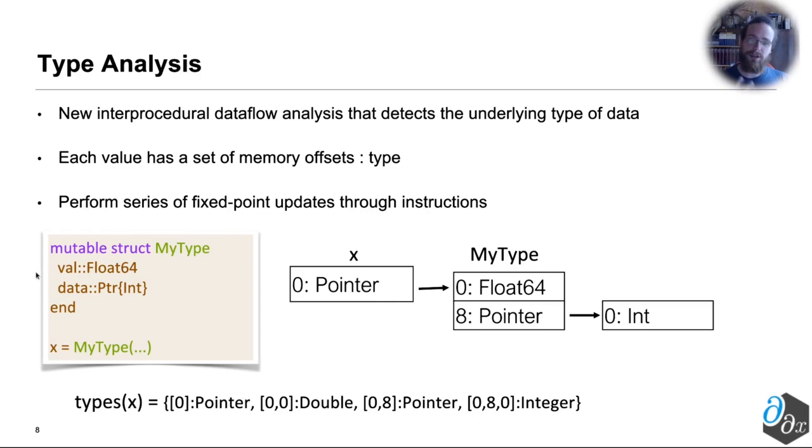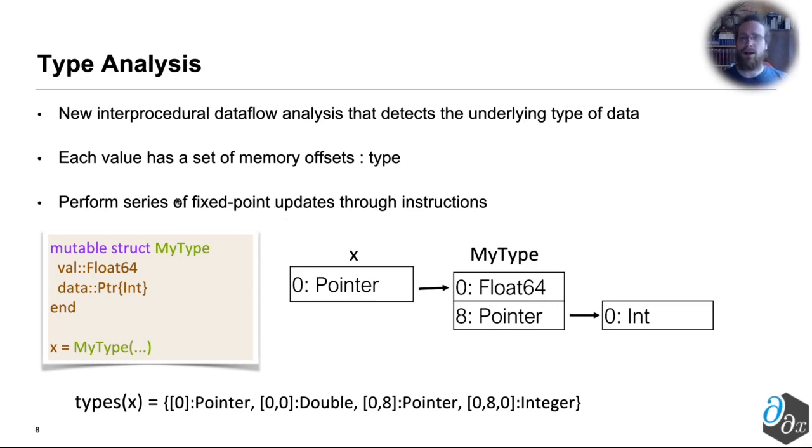So to make these concepts a little bit clearer, let's talk about these things in detail. First, type analysis and interprocedural data flow analysis. If you're familiar with Julia's type inference algorithm, that is quite similar in the underlying notion, but instead of figuring out Julia programs, we're trying to figure out LLVM IR. Each value is described as a set of memory offsets and a type annotation to those memory offsets. And we, in the end, will perform a fixed point update.